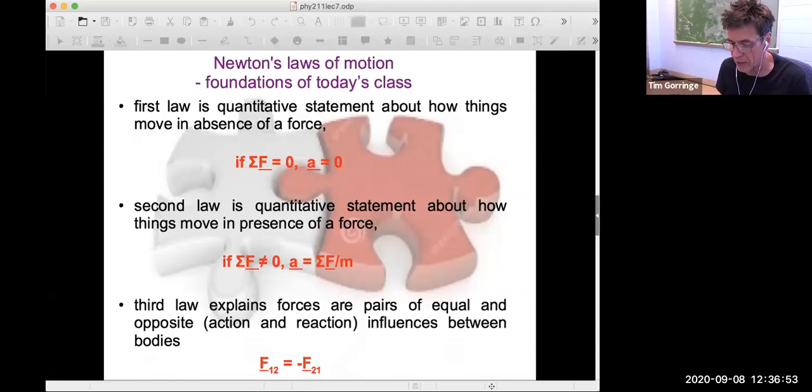So the two bodies influence one another. If two masses interact, they both exert forces on each other. If two charges interact, they both exert forces on one another. And this equation here describes the third law, that those two forces are equal in size and opposite in direction. Anyway, that's the summary of the three laws of motion that describe quantitatively how forces influence movement.